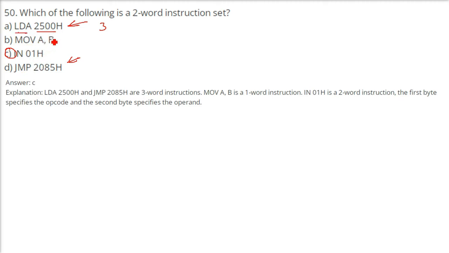MOV A,B is a 1-word instruction, though there is no data, only A and B are given. So IN 01H is a 2-word instruction. The first byte specifies the opcode, which is IN here, and the second byte, which is 01, specifies the operand.